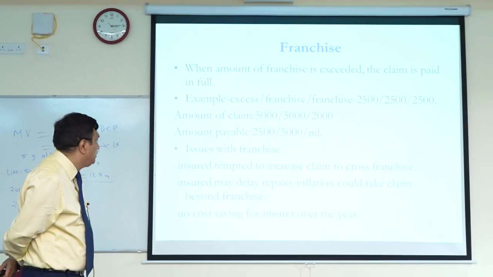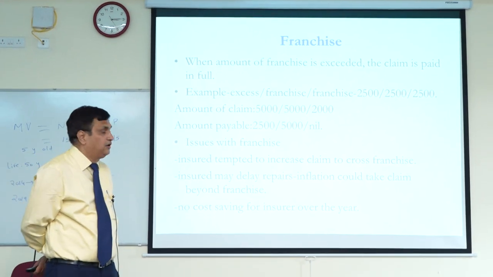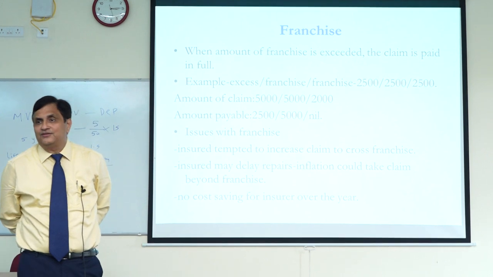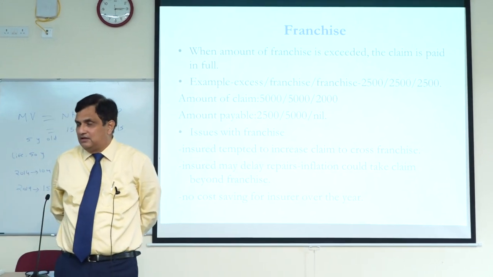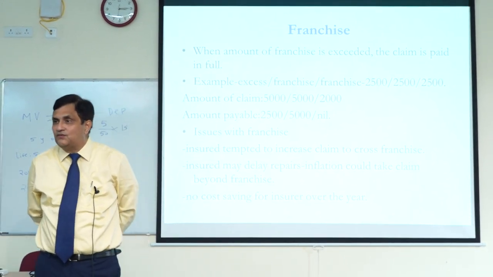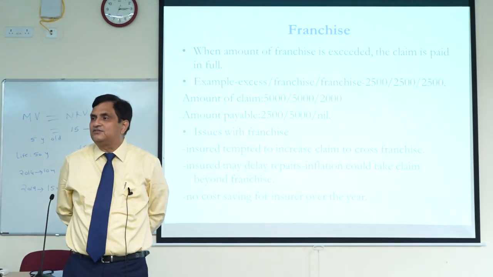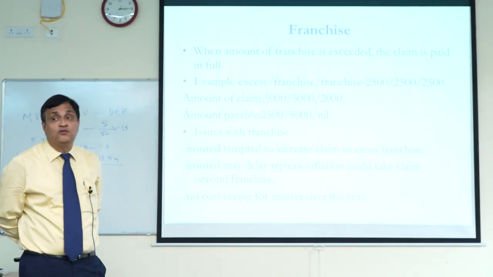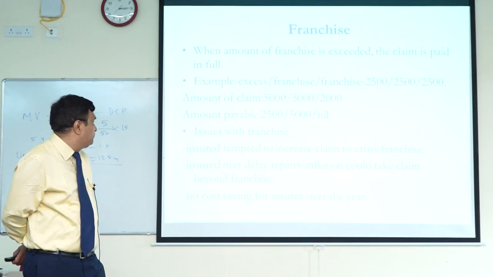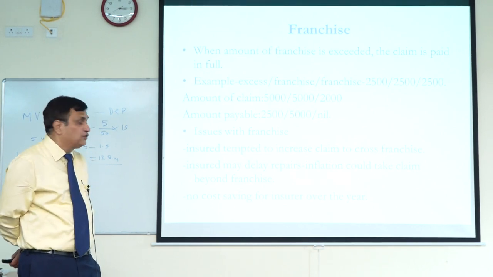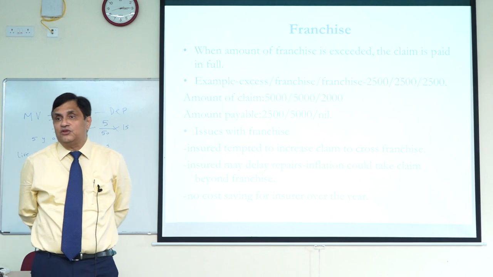As I already told you, the insured is tempted to increase the claim to cross the franchise amount. If the claim is 100 and the franchise is 150, then he will be tempted to slightly increase it so that it crosses 150, because he will get the full claim. Next, the insured may delay repairs, and inflation could take it above the franchise.